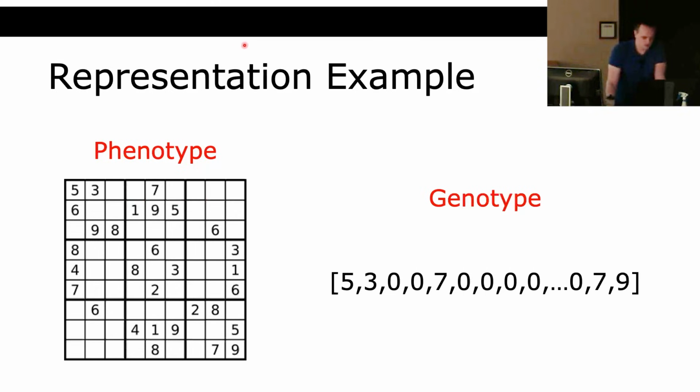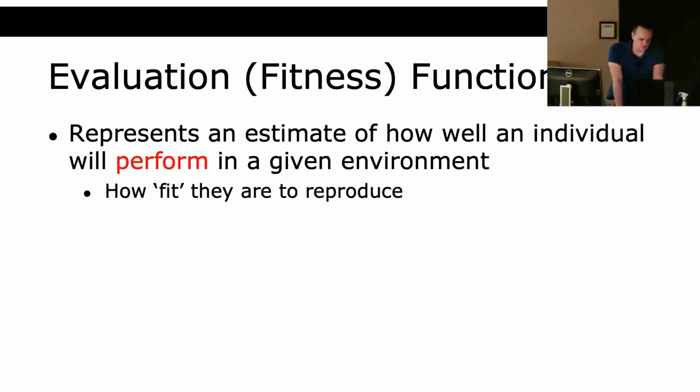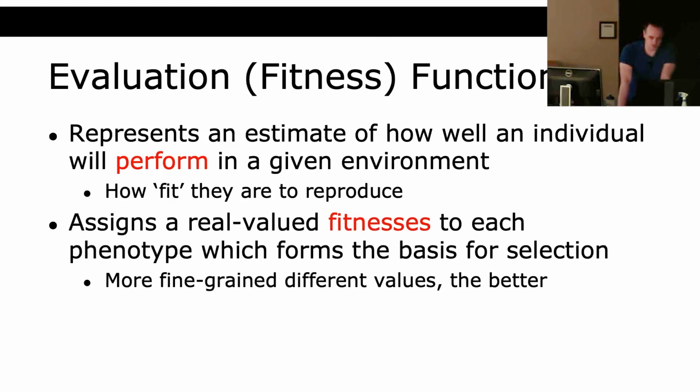Okay? So, the fitness function. We've talked about this, but how are we going to actually implement this? So this represents an estimate of how well an individual will perform in a given environment. How fit are they to reproduce? It assigns a real valued fitness to each phenotype, which forms the basis for selection. The more fine-grained different values, the better. Okay, so the more fine-grained you're able to get with your fitness function, that's really good.